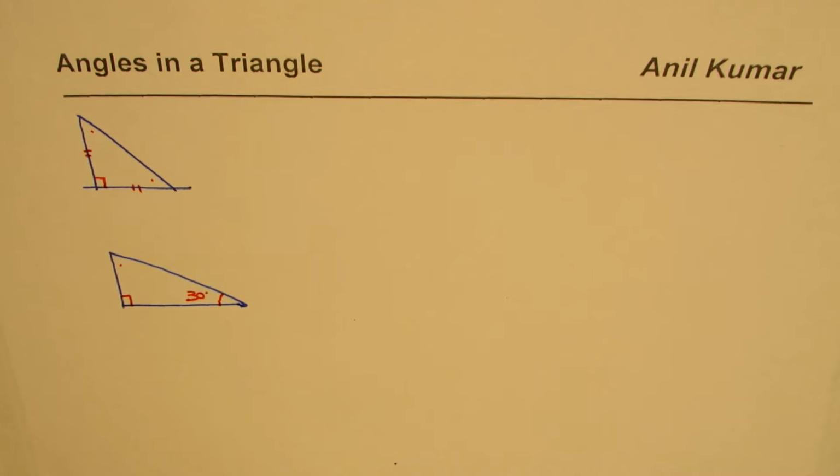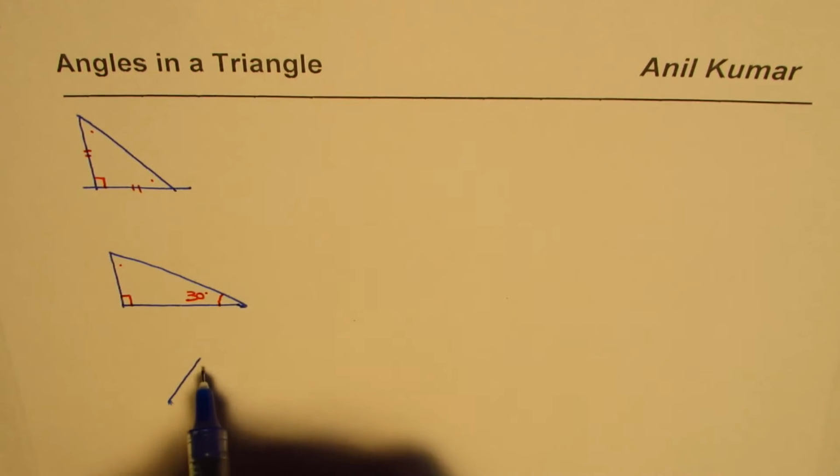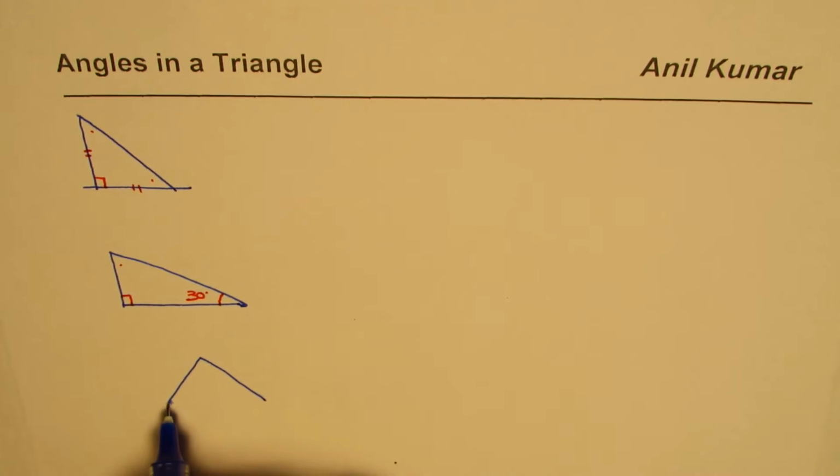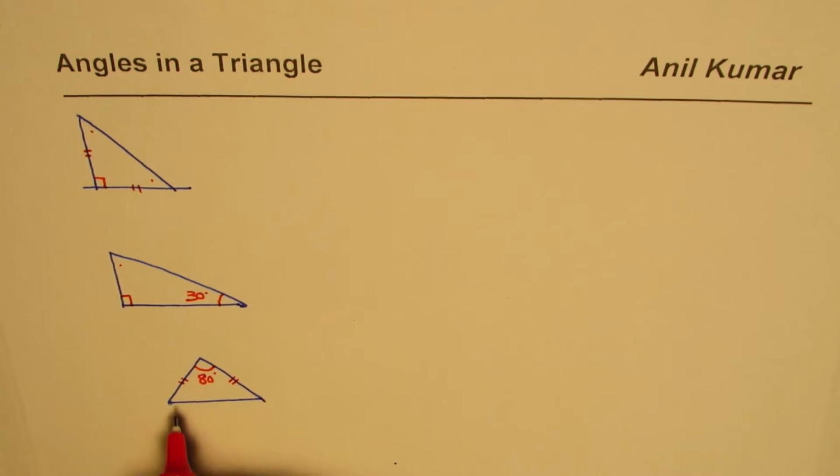Let me make one more triangle here, and this time I'll make a triangle which has two equal sides, an isosceles triangle, where two sides are equal and we know that one of these angles is 80 degrees. You have to find the other two, correct?